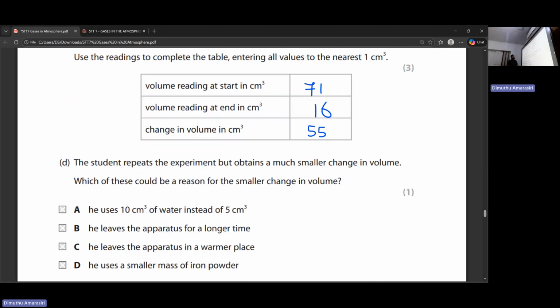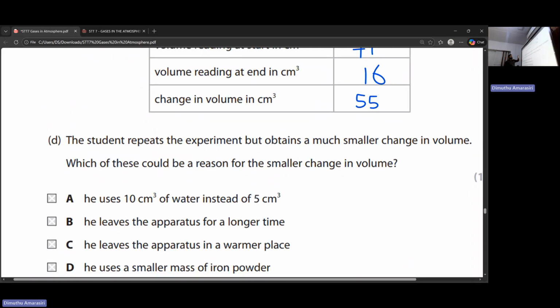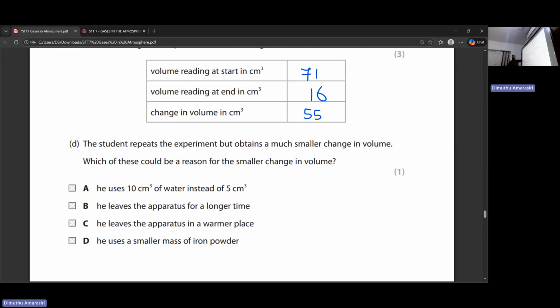So they have given some suggestions. He uses 10 cm cube of water instead of 5 cm cube. Not very valid; you have given a lot of water, so the rusting should happen better. He leaves the apparatus for a long time. That is even better: when you keep it a long time, more rusting can happen, then more oxygen will be used. They say a much smaller change in volume, not a smaller final volume, so the amount of oxygen utilized is less.